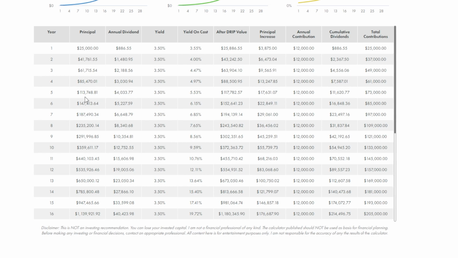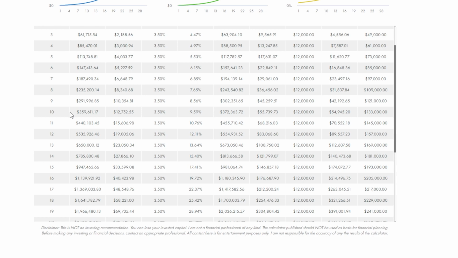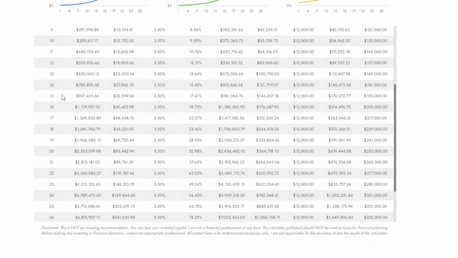Now, just 5 years in, your original investment is now worth $113,000 plus dollars, and the annual dividend income is around $4,000 per year. 10 years in, the investment is worth $359,000, with over $12,700 in annual dividends. Now, by years 15 and 16, this investor would officially become a millionaire, with around $900 to $1.1 million in principal and around $33,000 to $40,000 in annual dividend income.